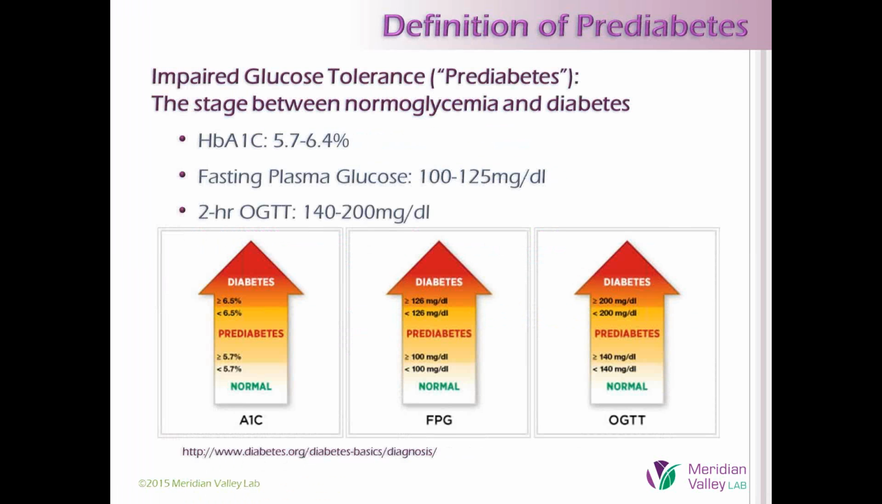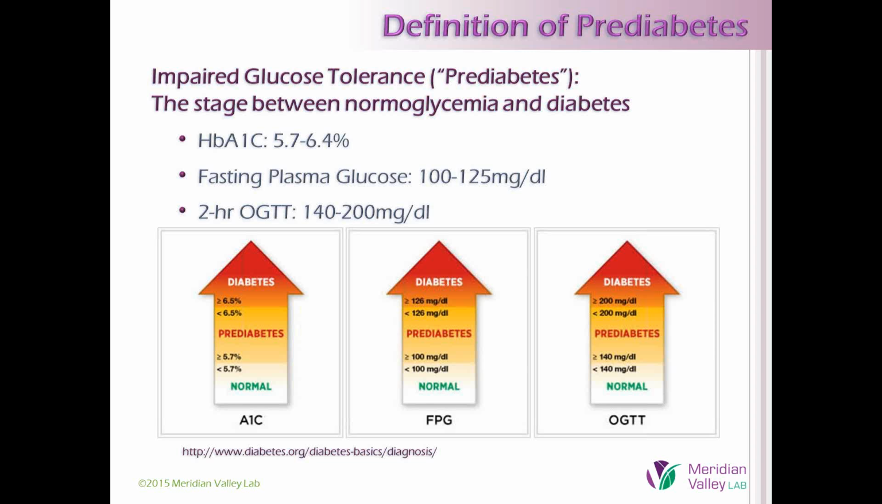So the American Diabetes Association defines prediabetes as any one of these three criteria. Hemoglobin A1C between 5.7 and 6.4, as you can see. Fasting plasma glucose in this gray area, up between 100 and 125. And then a 2-hour oral glucose tolerance test, which unfortunately has many flaws, between 140 and 200.